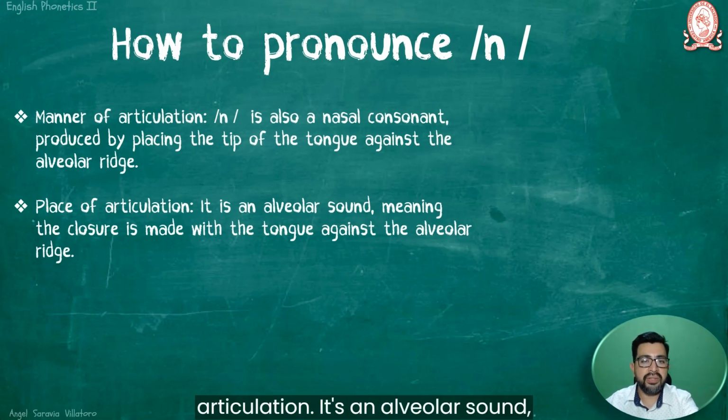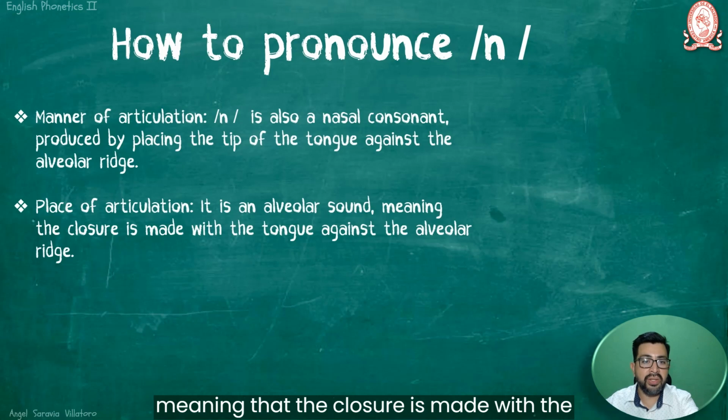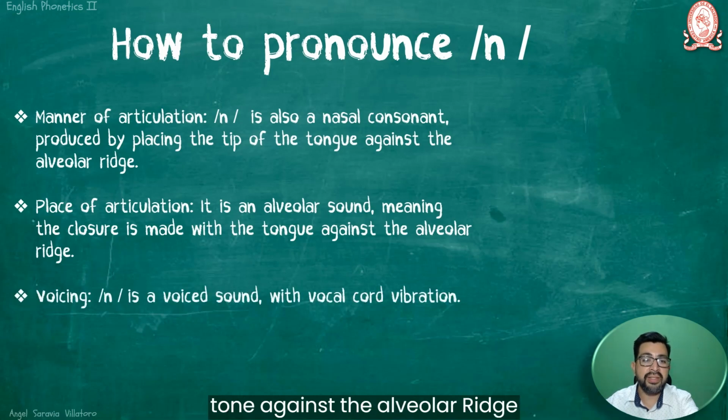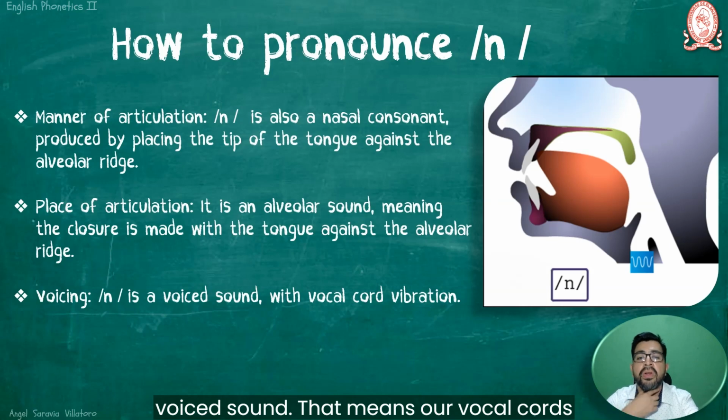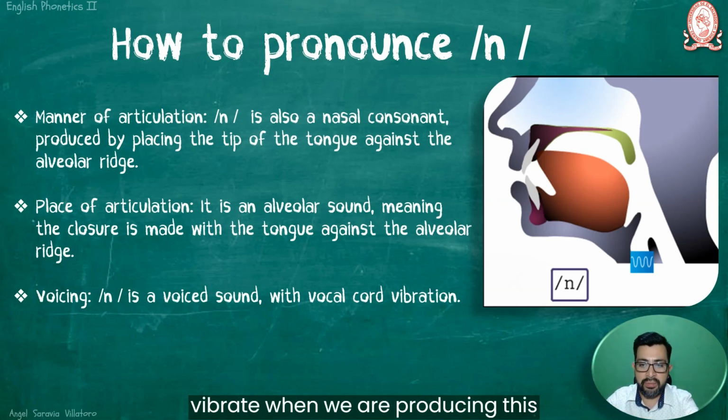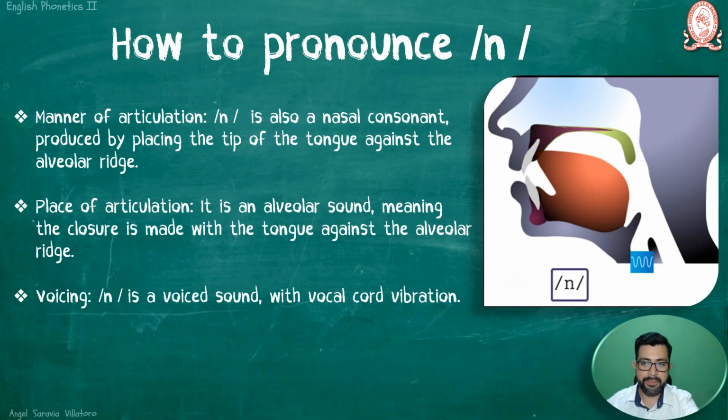Place of articulation: it's an alveolar sound, meaning that the closure is made with the tongue against the alveolar ridge. And voicing, it's a voiced sound. Again, all of these are voiced sounds. That means our vocal cords vibrate when we are producing this sound.